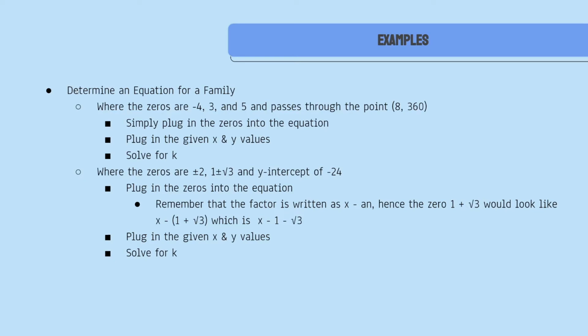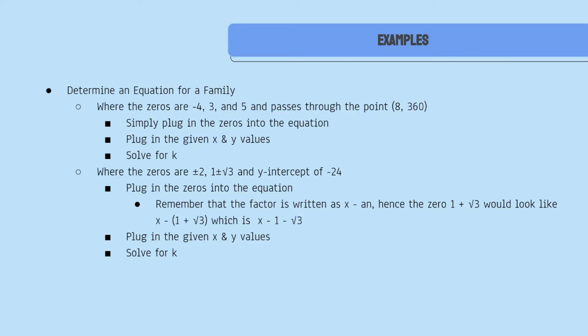Another important thing is that a polynomial function could have irrational zeros, which could be written as the following. For example, find an equation for a family where the zeros are plus or minus 2 and 1 plus or minus the square root of 3, and the particular graph we're looking at has a y-intercept of -24.